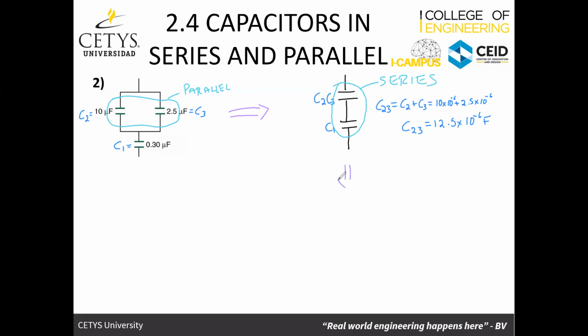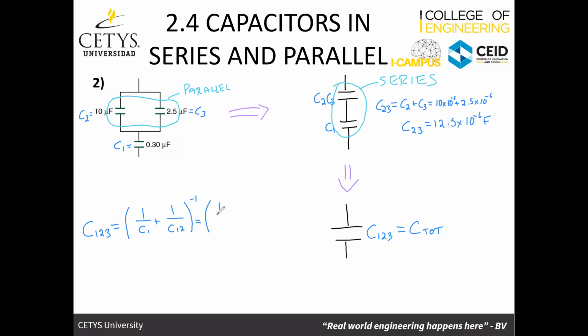And so this is going to give us a total capacitance that's going to be C123. And that capacitance is going to be 1 divided by C1 plus 1 divided by C12, elevated to the -1.